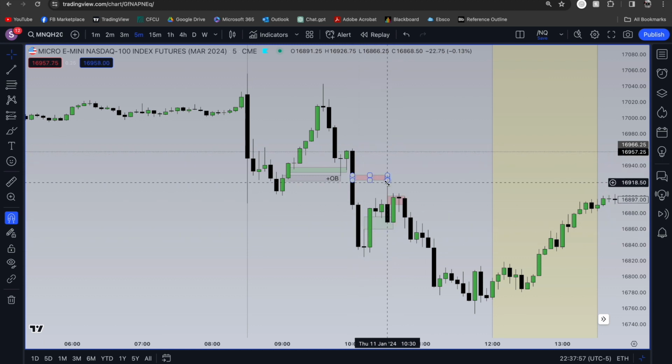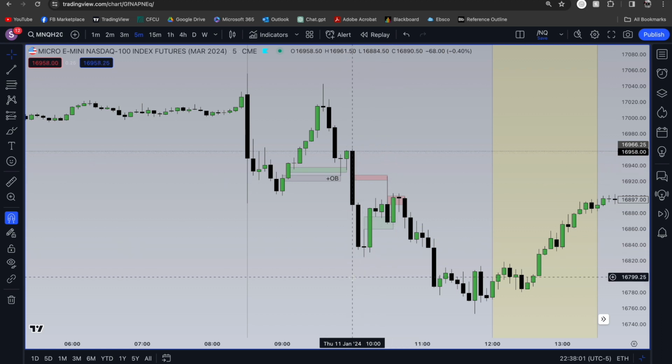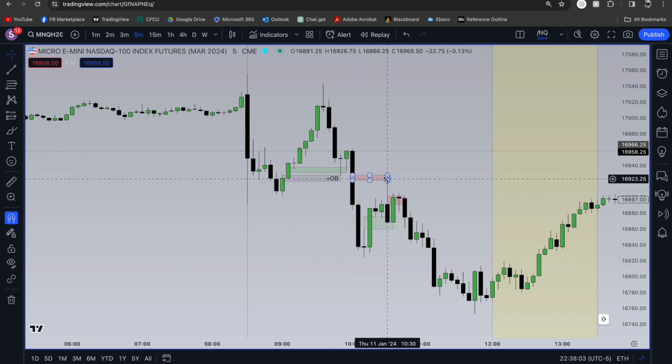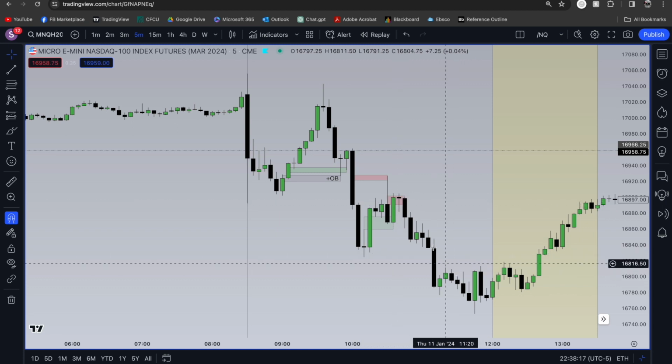Price runs up into a sell side imbalance in the premium range of this price leg. Trades out of that imbalance. This is that fair value gap on the 1 minute chart. Trades out of it, creates a fair value gap. Trades back up into that fair value gap and sells off.